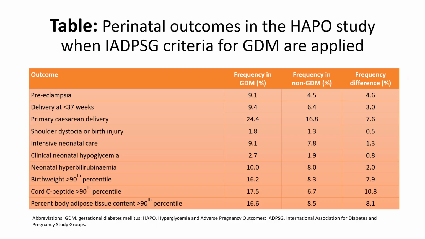Let's look at the table of perinatal outcomes in the HAPO study when IADPSG criteria for GDM are applied. Retrospective application of the new IADPSG criteria for GDM to these untreated women revealed statistically significant increases in 10 different adverse perinatal outcomes in women who had GDM compared with those who did not. Although the relative increase in risk ranged from 70 to 202% across the 10 complications, the absolute risk, the difference in complication rates between the GDM and control groups, was not more than 11% for any complication.